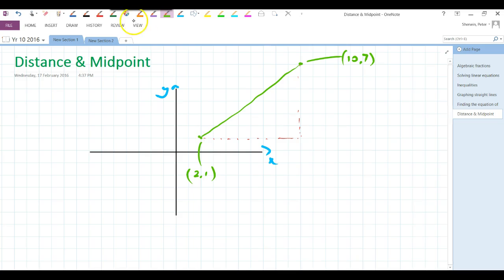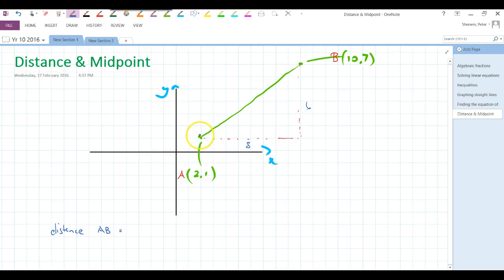And what we want to do is to find the distance between those 2 points and the midpoint of them. So we'll give these guys names. We'll call this point A and this point here B. So distance AB will equal, well, we've already worked it out. Because that's 8 and that's 6, we know that the distance is 10. But I want to use the coordinates 2, 1 and 10, 7 rather than having to draw this triangle out each time.